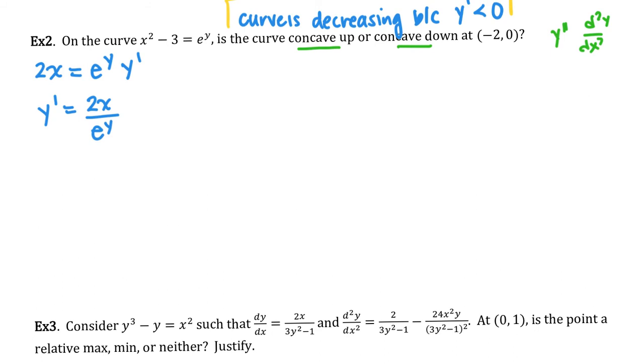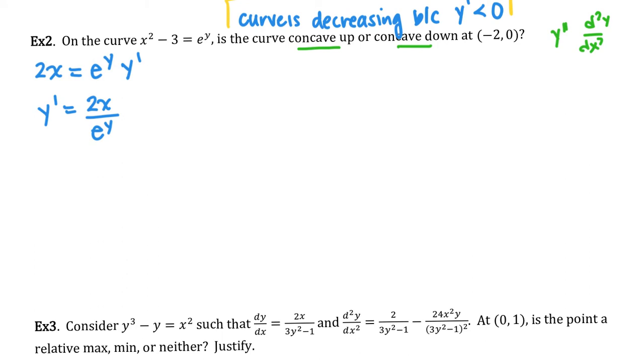Now I need the second derivative. You absolutely cannot plug in negative 2, 0 until the very end. Once you plug it in, you're going to turn it into a constant function, and the derivative of that is always 0. So don't mess it up. Let me get the second derivative. Okay, so this is my first derivative.